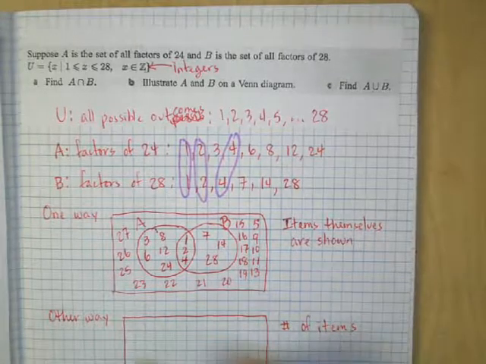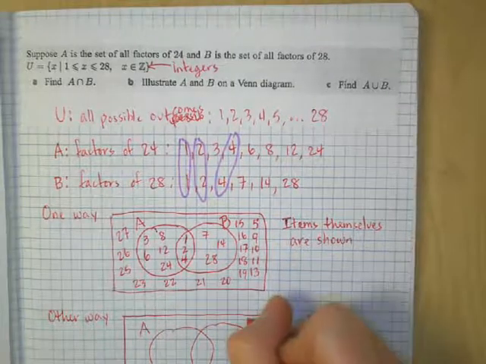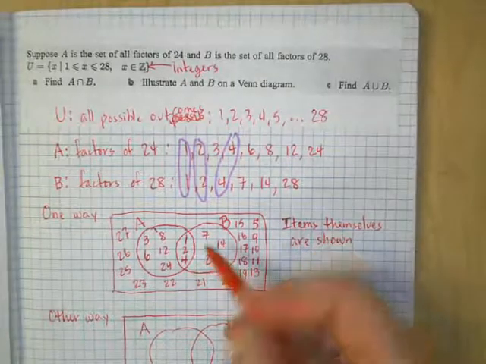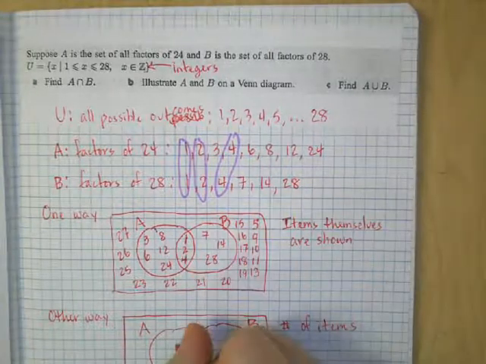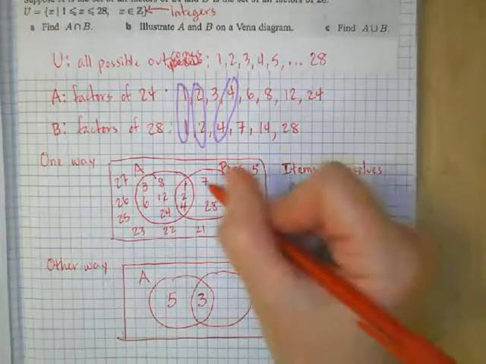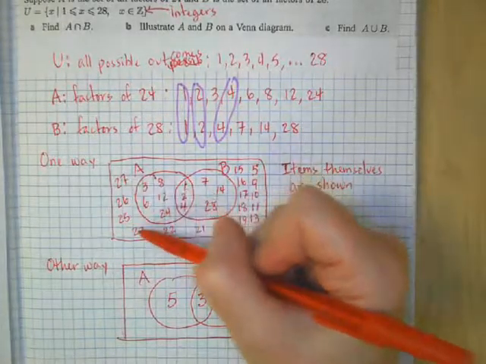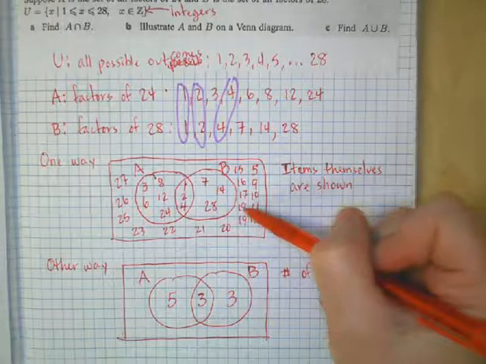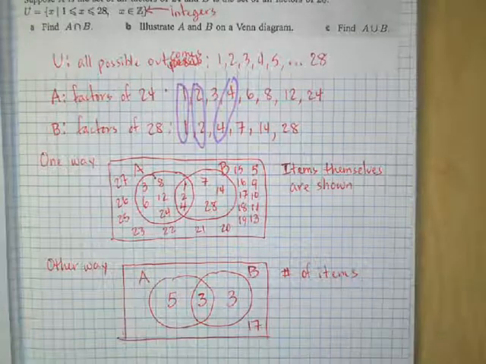So in event A and event B, I have 3 that are in the overlap. I have 1, 2, 3, 4, 5 that are only in set A. And I have 1, 2, 3 that are only in set B. And then I have 1, 2, 3, 4, 5, 6, 7, 8, 9, 10, 11, 12, 13, 14, 15, 16, 17 that are in neither set A nor set B.